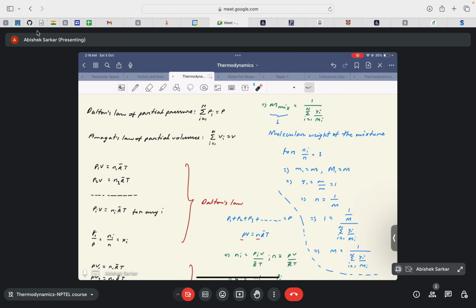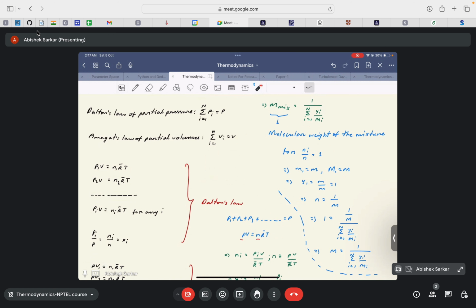So let us consider the ideal gas law for an n component system, where there are n number of gases, and I'm applying the ideal gas law to all these individual components. I can write the ideal gas law for the first component as P1V equal to N1 R bar T. The temperature and the volume are constant for all these gas components, and it is the pressure exerted by each gas component that is different in the mixture. This is the differentiating parameter of this mixture of gases.